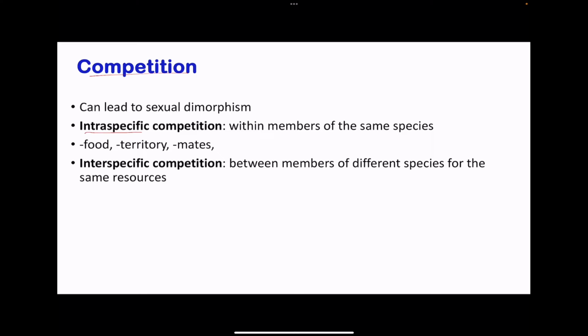When we look at competition, there are two types. There is intraspecific competition, meaning within members of the same species, and the other is interspecific competition, meaning between members of different species. Competition could be for food, it could be for territory as well as mates for those in the same species, while interspecific competition could be usually for resources. Of course, these resources are going to be food, water, and so on, as well as territory, but they will not be fighting for mates.